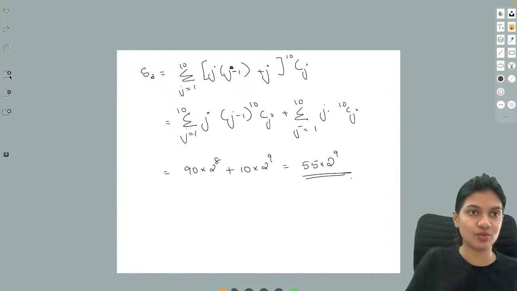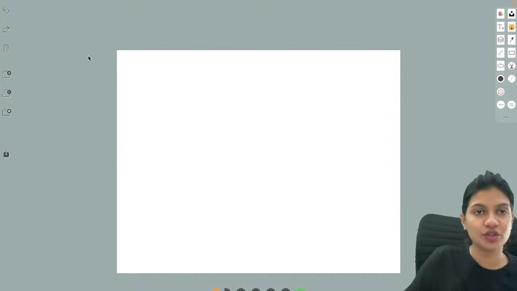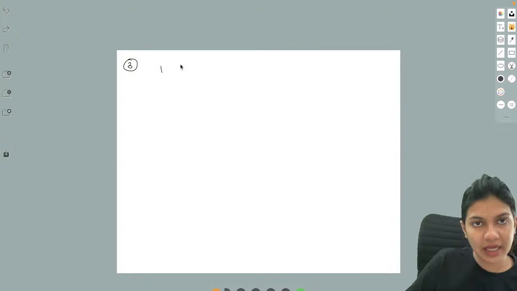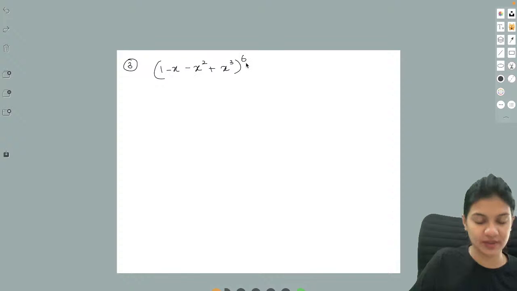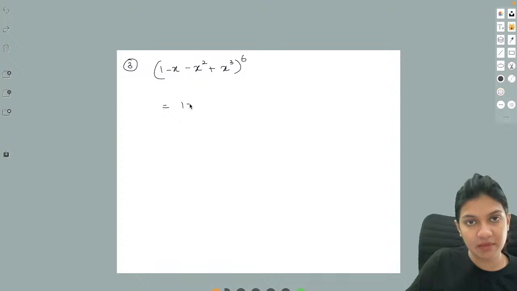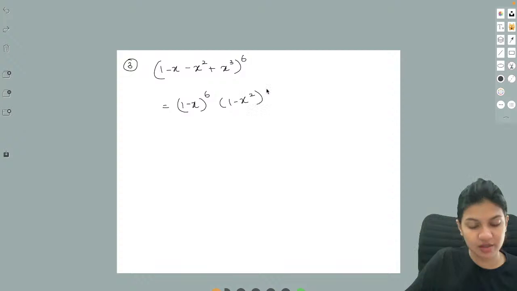Let us check whether the answer is correct. So, third question. The expansion is (1 minus x square plus x cube) to the power of 6. This can be further written as (1 minus x) to the power 6 into (1 minus x square) to the power of 6. Okay. This will become (1 minus x) to the power 6 will become what?